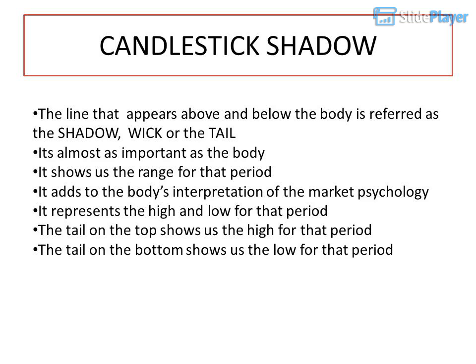Candlestick shadow. The line that appears above and below the body is referred to as the shadow, wick or tail. It's almost as important as the body. It shows us the range for that period. It adds to the body's interpretation of the market's psychology. It represents the high and low for that period. The tail on the top shows us the high for that period. The tail on the bottom shows us the low for that period.